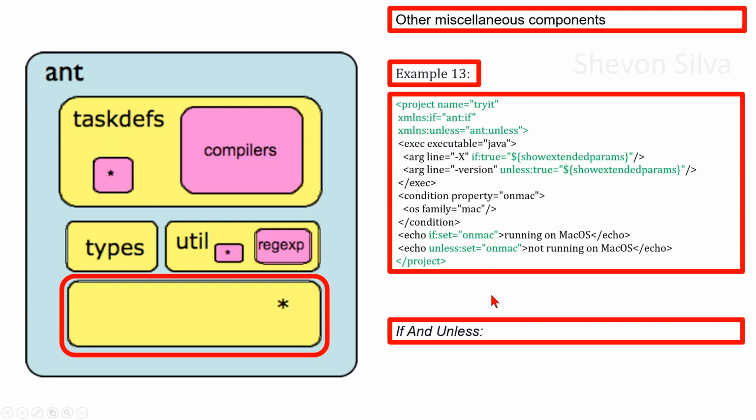Now we are considering if and unless. Since Ant 1.9.1, it is possible to add if and unless attributes on all tasks and nested elements using special namespaces. In order to use this feature, you need to add the following namespace declarations.